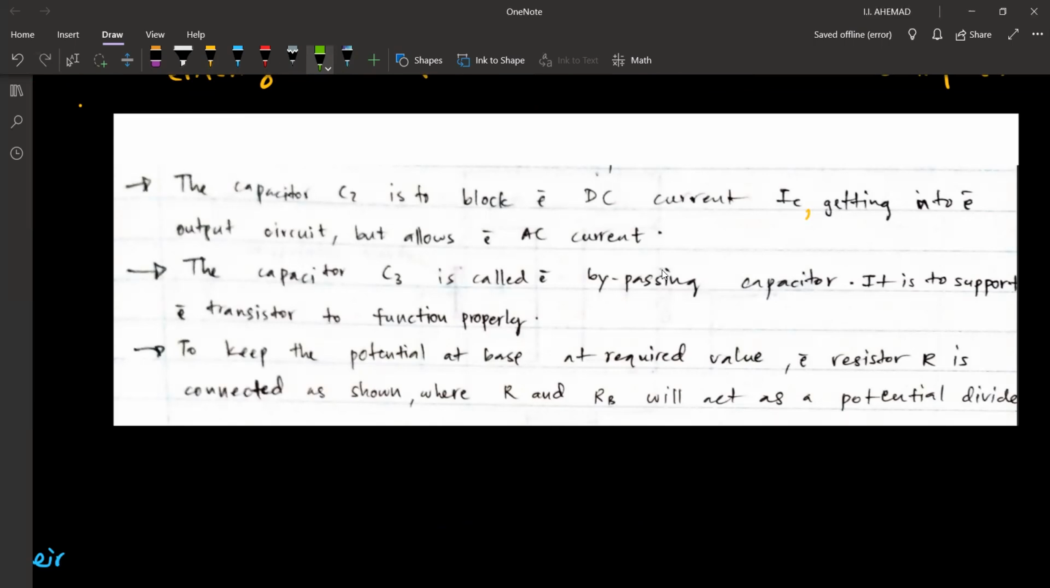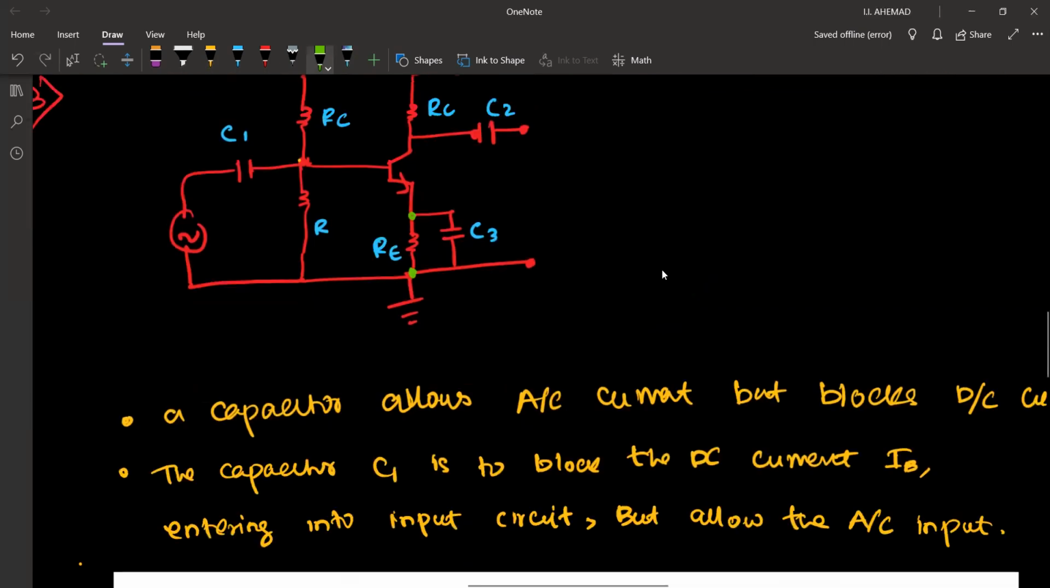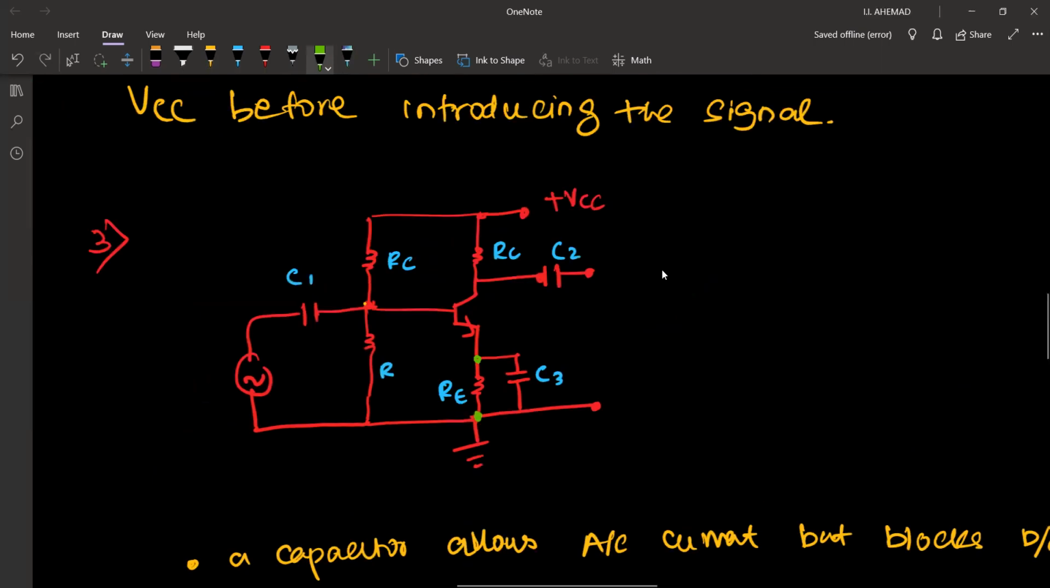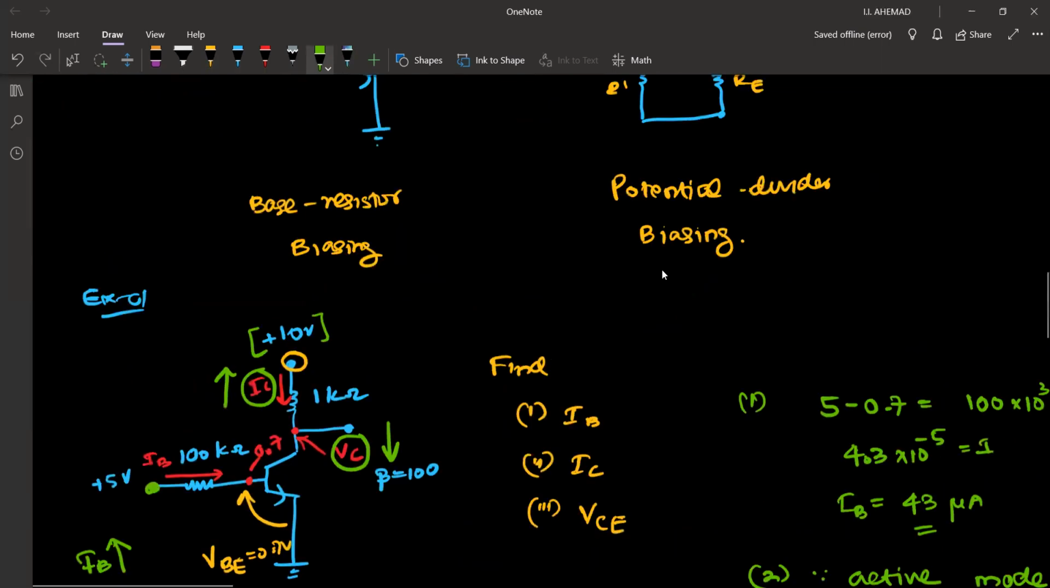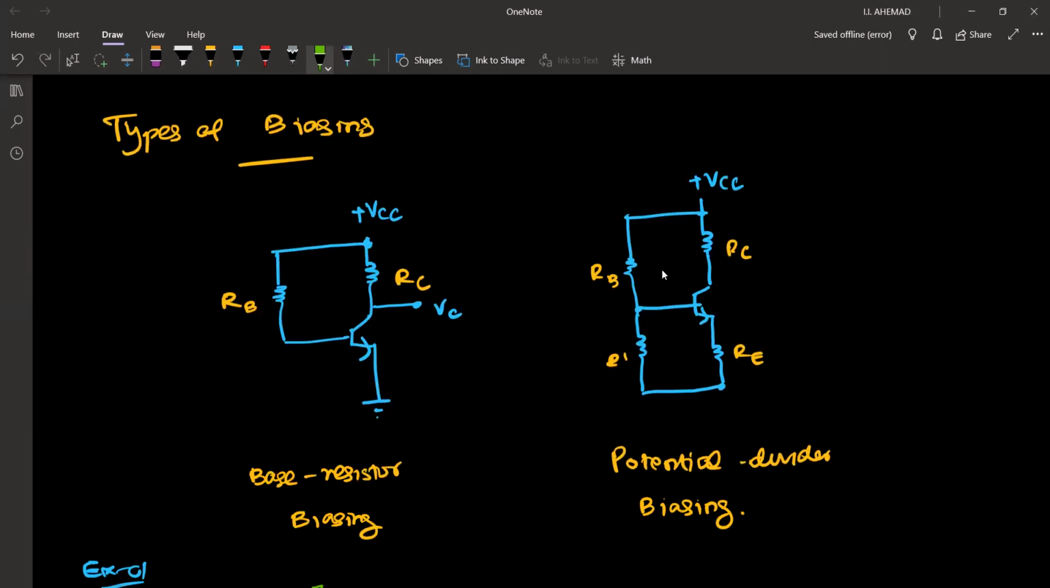And R and RB is also the same. If we compare the two types of biasing, we had two types of biasing, right? Potential divider biasing and base resistor biasing. In base resistor biasing, we will face the same problem I mentioned now. With time, when this heats up, more current will start to flow. Therefore, all the current will try to go through this. More current will flow through this, therefore more IB current. That means again it tries to increase the number of electrons and holes. Again IB increases, therefore the current will slowly start to increase exponentially.